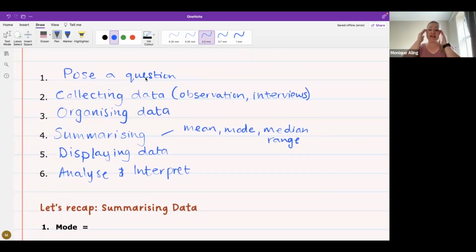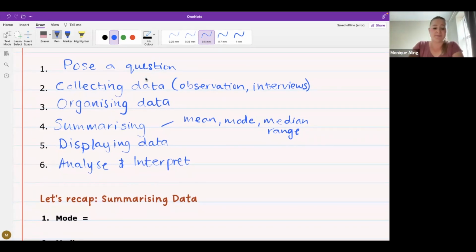Okay, so that was a quick recap on the process of data handling. I have seen it being asked before, literally, what is the second step of the data handling process? And then you had to know it was collecting data. So I have seen it being asked in a test before, but it's not a common question. So it's just worth knowing.